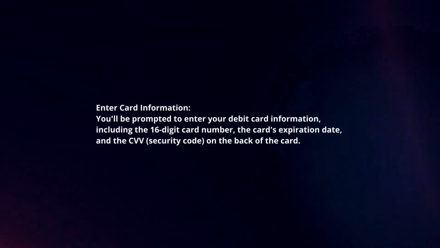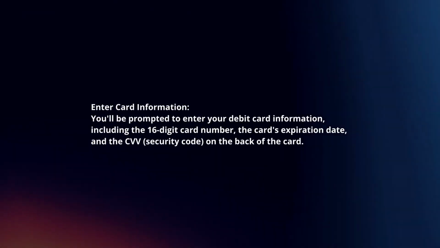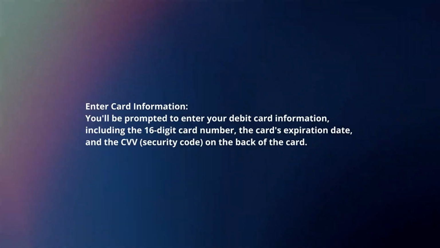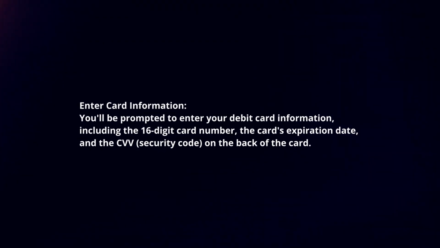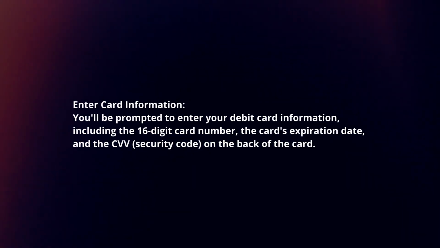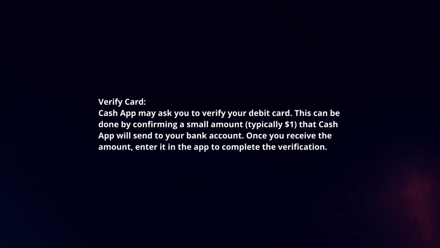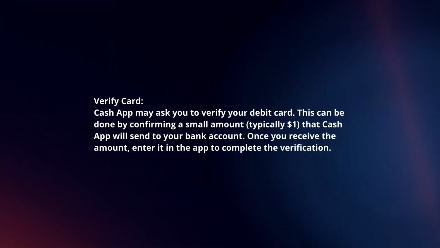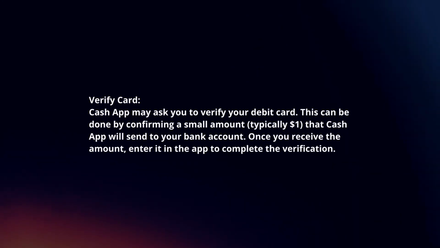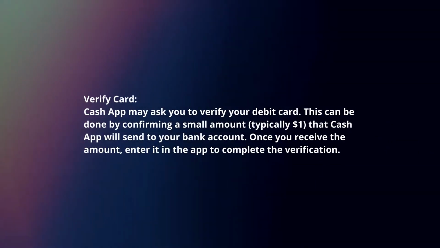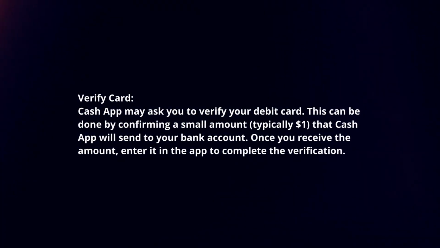Enter card information. You will be prompted to enter your debit card information, including the 16-digit card number, the card's expiration date, and the CVV on the back of the card. Verify card. Cash App may ask you to verify your debit card. This can be done by confirming a small amount that Cash App will send to your bank account. Once you receive the amount, enter it in the app to complete the verification.